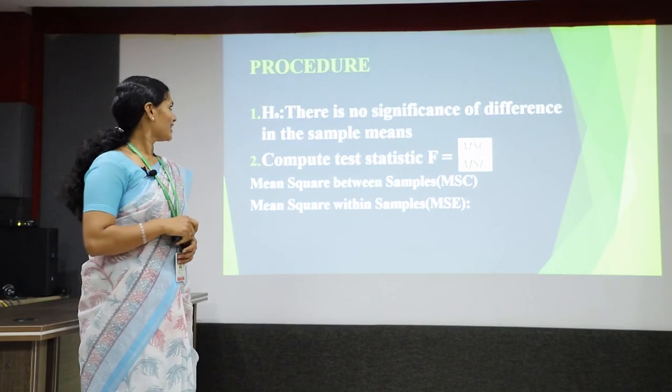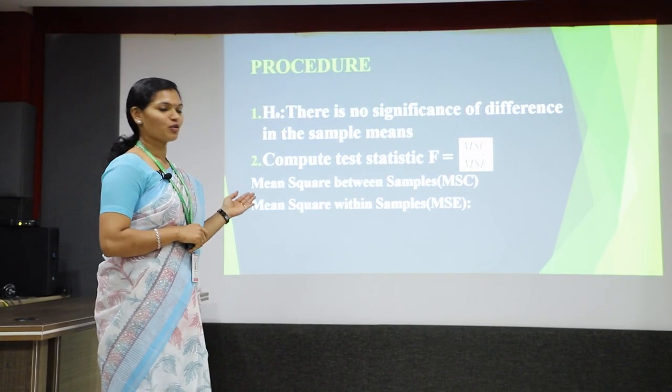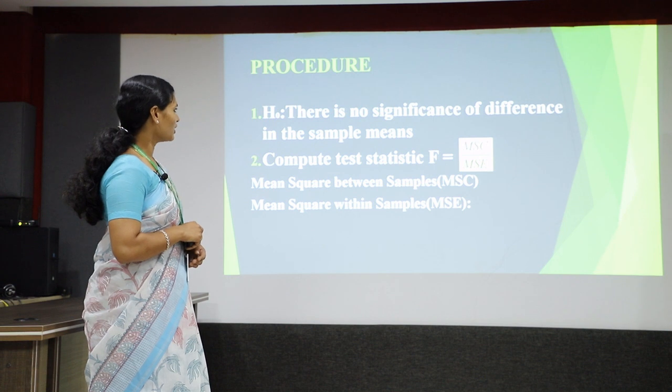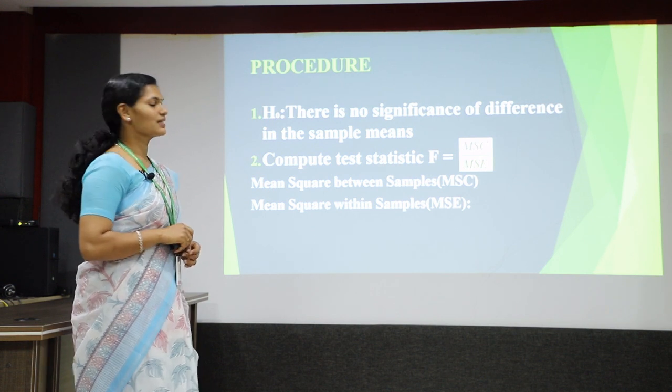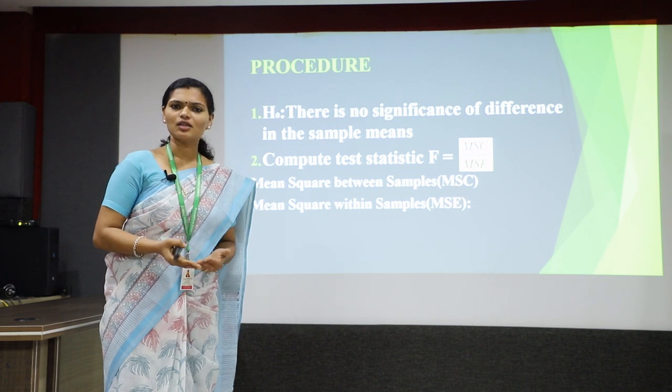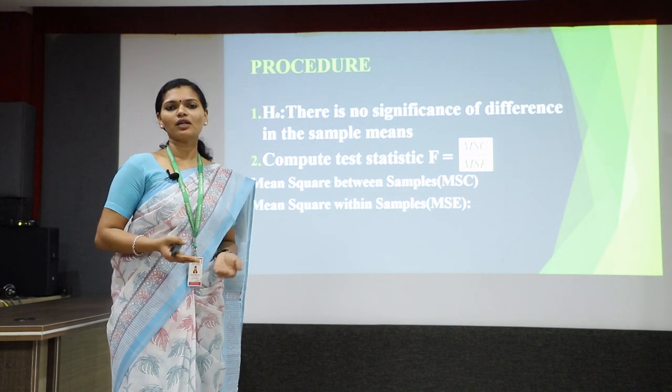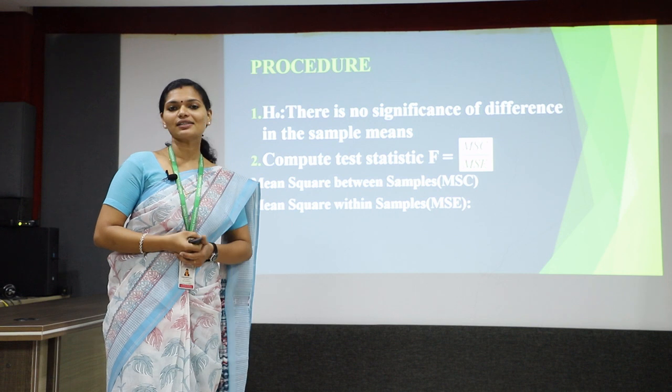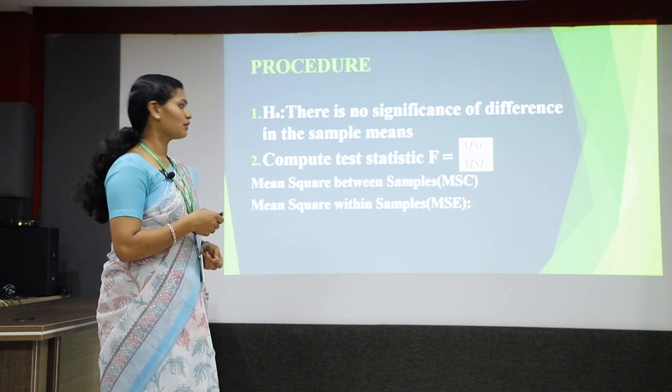Now let's see the procedure for ANOVA. First we have H naught: there is no significance of difference in the sample means. Why? Because we are testing the different sample means. So you can either put all means are equal, or else you can write there is no difference in the sample means. Then next we have to compute the test statistic.